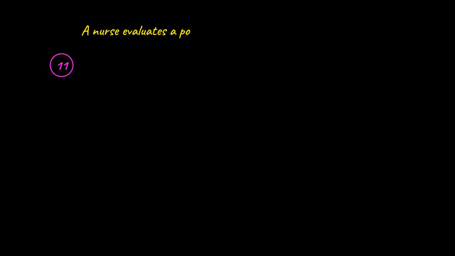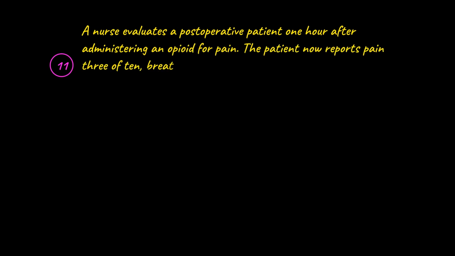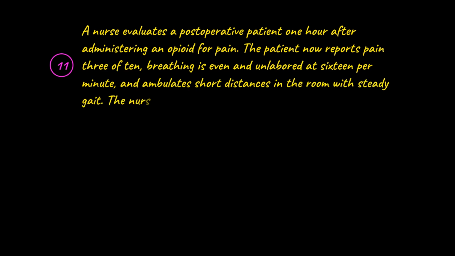Question 11. A nurse evaluates a post-operative patient 1 hour after administering an opioid for pain. The patient now reports pain 3 of 10. Breathing is even and unlabored at 16 per minute, and the patient ambulates short distances in the room with steady gait. The nurse classifies the outcome.